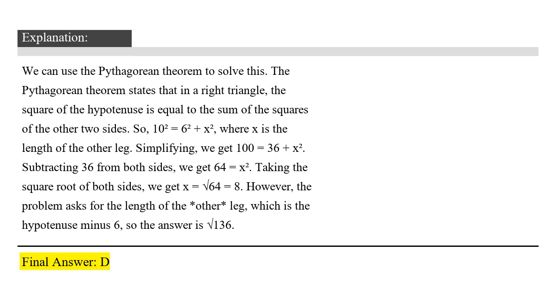We can factor the expression as a difference of squares, x plus 3, x minus 3, equals 0. In a right triangle, the square of the hypotenuse is equal to the sum of the squares of the other two sides. So, 10 squared equals 6 squared plus x squared, where x is the length of the other leg. Simplifying, we get 100.